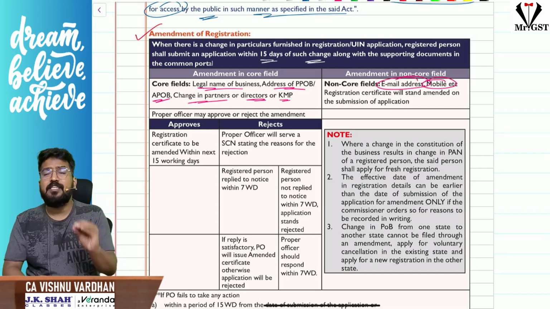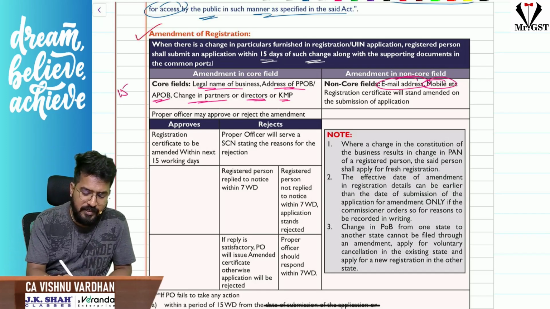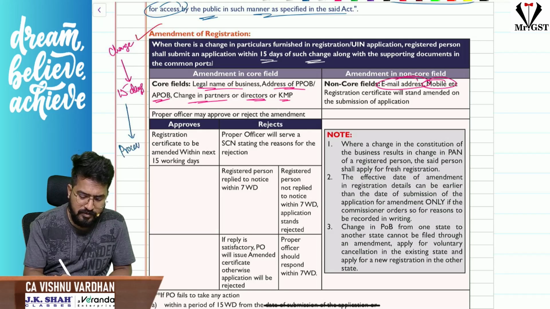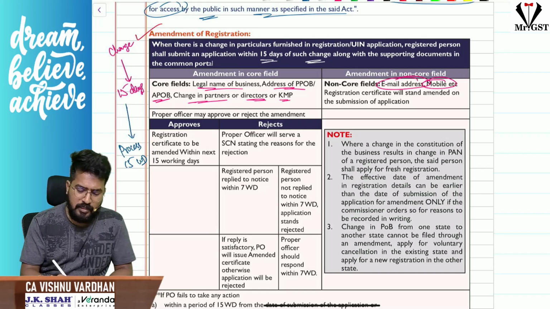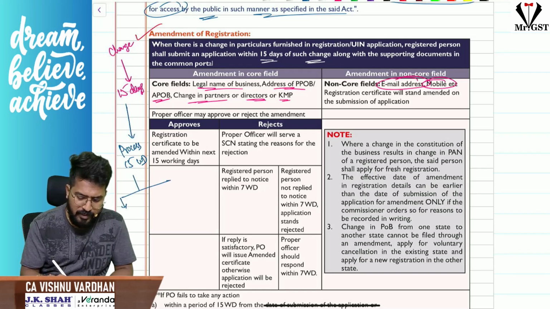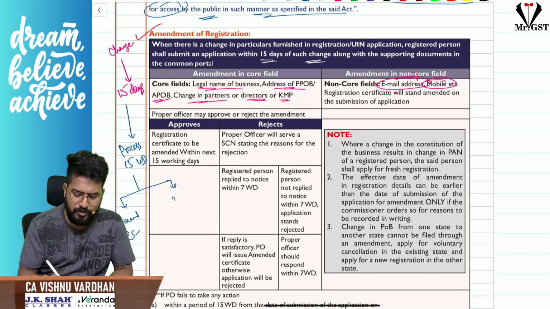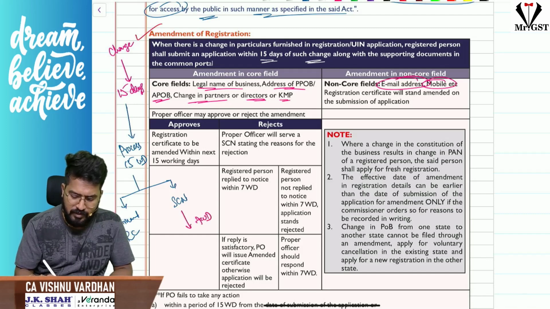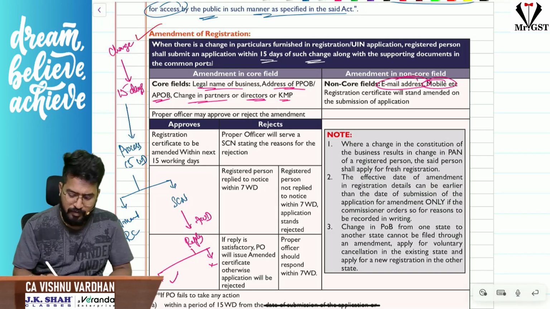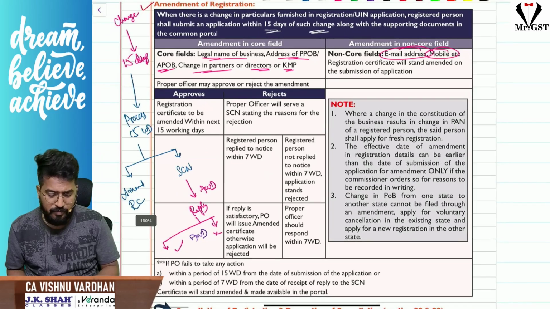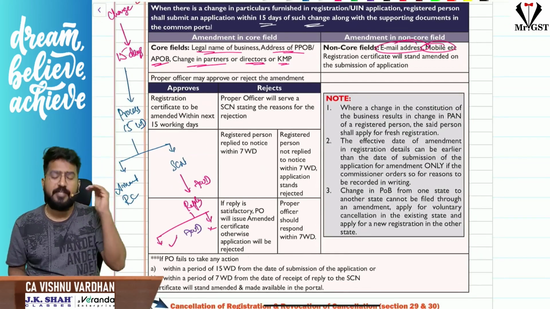If it's a core field amendment, then within 15 days of the change you will apply. After you apply, the proper officer will process it in 15 working days. He will either give you the amended registration certificate, or he will give you a show cause notice. If he gives a show cause notice, you should reply within 7 working days. Your reply may or may not be satisfactory. He should process your reply within 7 working days. So it is 15 days, 15 working days, 7 working days, and 7 working days.